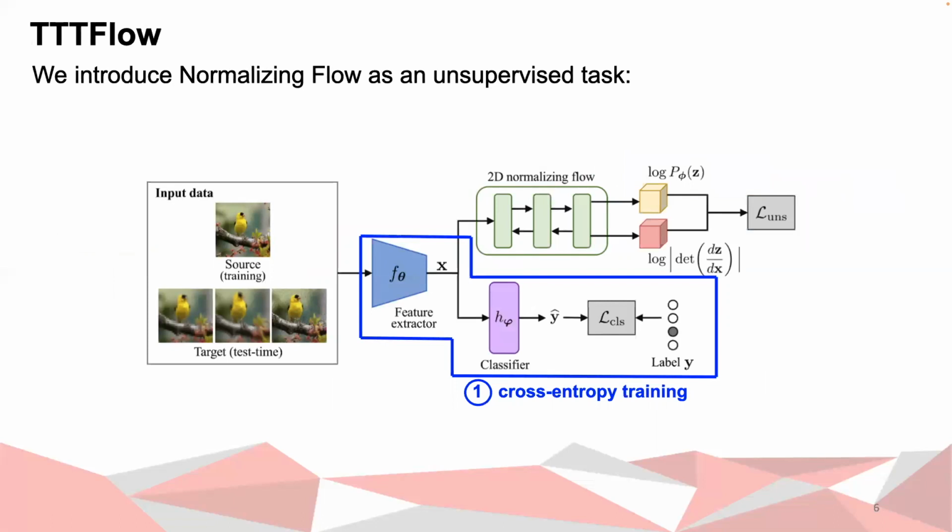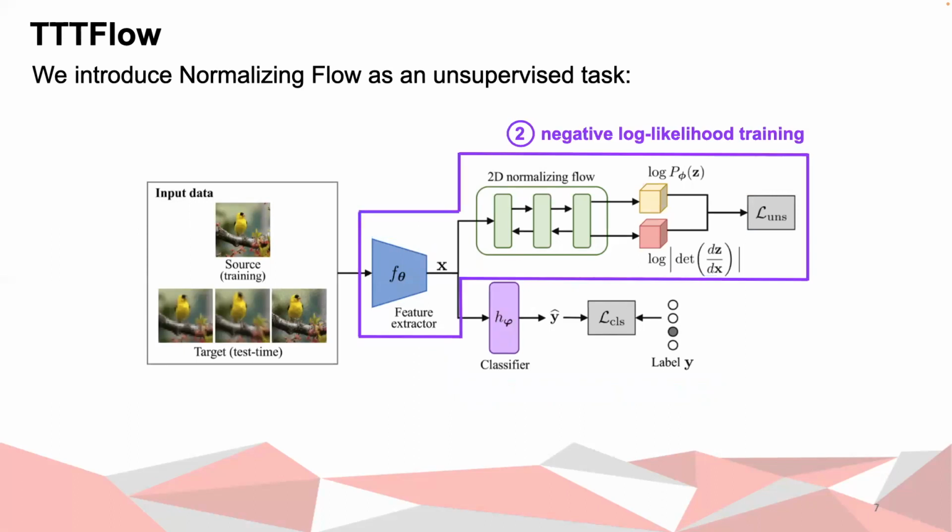Normalizing flow will be used as an auxiliary task. As you can see here, we use a Y-shape architecture. So the first step will be to have a pre-trained classification network. And after, we will train the normalizing flow on the same dataset. Here it will be CIFAR10. Then at test time, we are going to freeze the normalizing flow and the classifier and update the feature extractor thanks to this unsupervised task with the negative log likelihood loss.